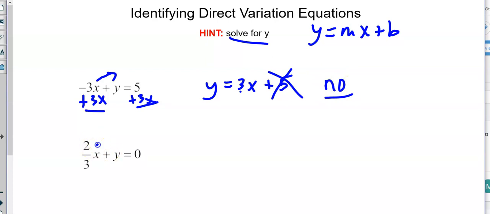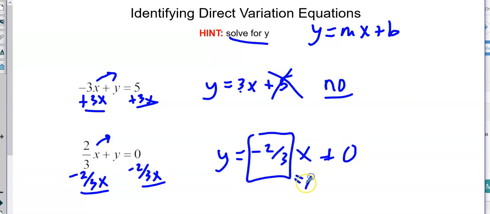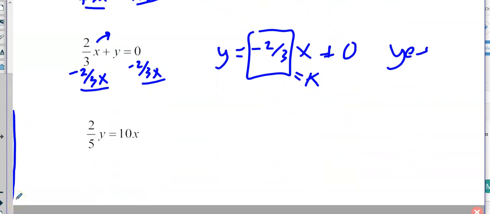Let's try this one. So we're going to move that over there by subtracting 2/3 x. And so you get y equals negative 2/3 x. The y-intercept essentially is 0, so that's good. The slope is negative 2/3, so negative 2/3 is our k value, right? There's our k value in the graph. Identify, yes, this is definitely direct variation.